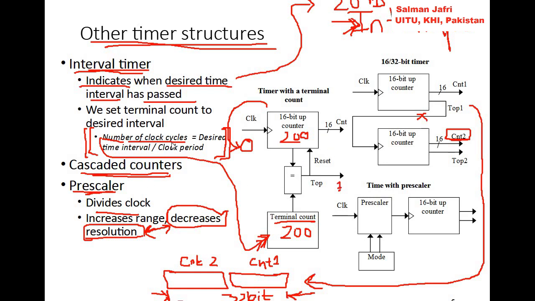So the number of clock cycles equals the desired time interval divided by the clock period. So how many clock cycles, or what is the value of count? It's given simply by the desired time interval divided by the clock period.